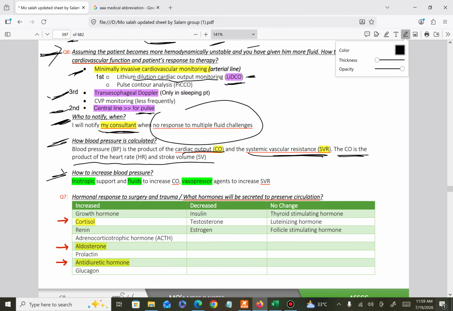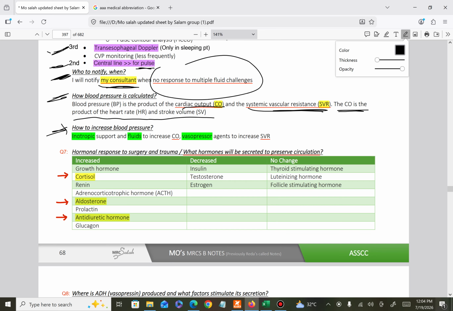Then how to increase the blood pressure? So we already discussed this. We can give inotropic support, fluid to increase cardiac output, and a vasopressor agent to increase the systemic vascular resistance. Then the next question is hormonal response to surgery and trauma. What hormone will be secreted to preserve the circulation?